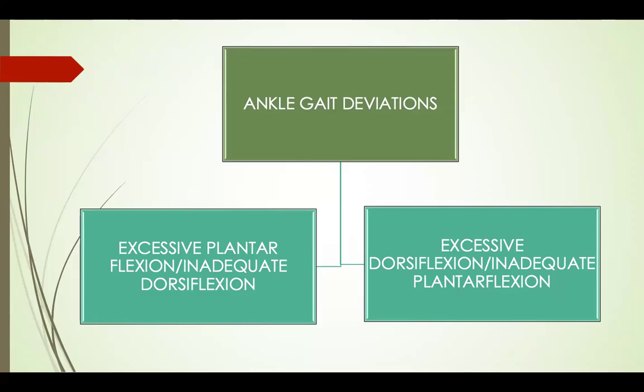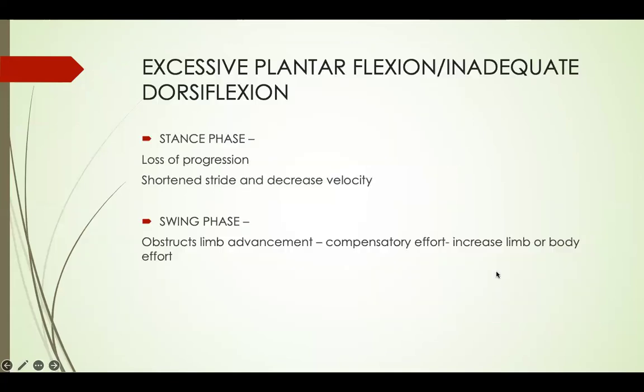Now we will see the deviations. Gait deviation at the ankle joint can be of two types: excessive plantar flexion or inadequate dorsiflexion, or excessive dorsiflexion or inadequate plantar flexion. Excessive plantar flexion during stance phase will cause loss of progression, shortened stride, and decreased velocity. During swing phase, it will obstruct limb advancement.